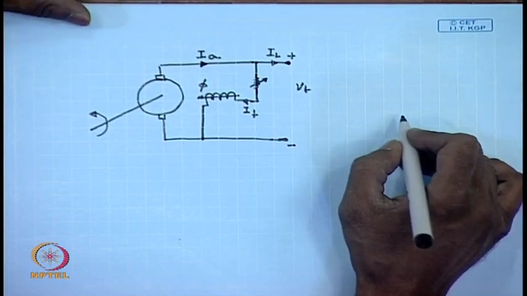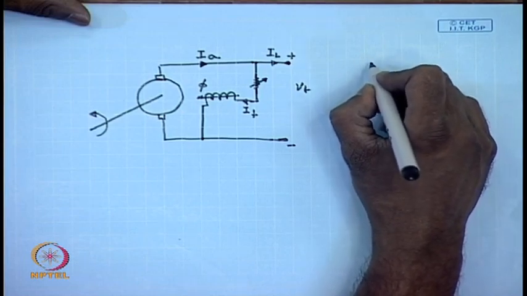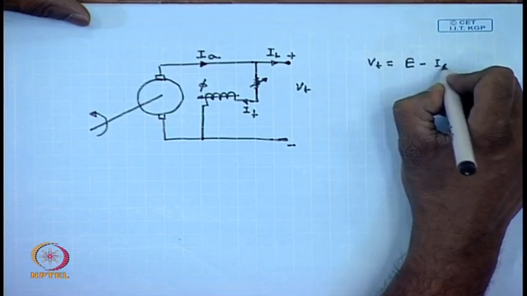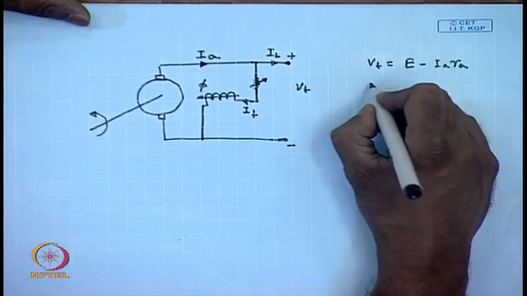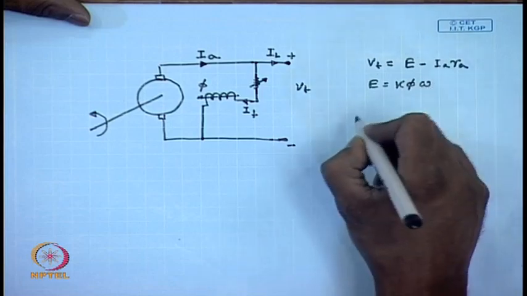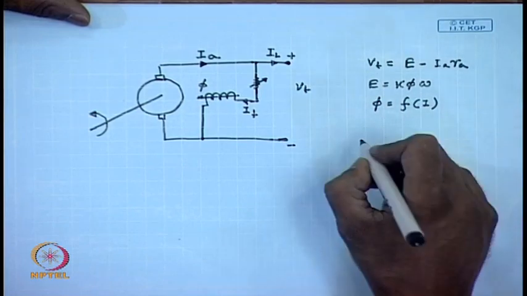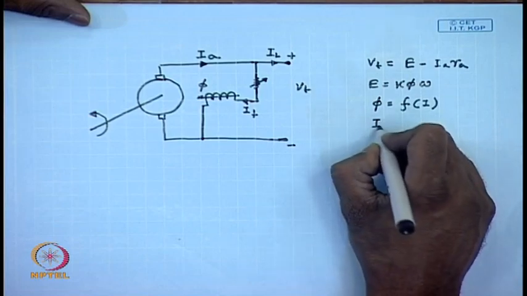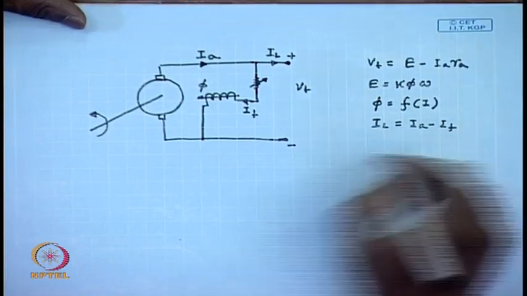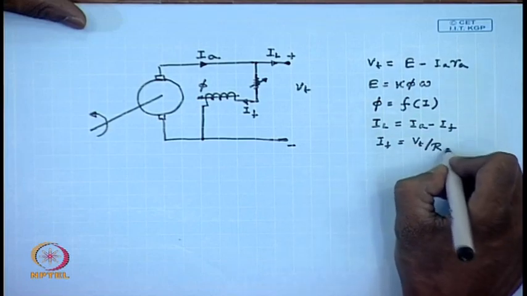Now, for this generator we can write Vt equal to E minus Ia Ra, where E equal to k phi omega, phi is given by the saturation characteristics as a function of If, and IL equal to Ia minus If, where If equal to Vt by Rf.